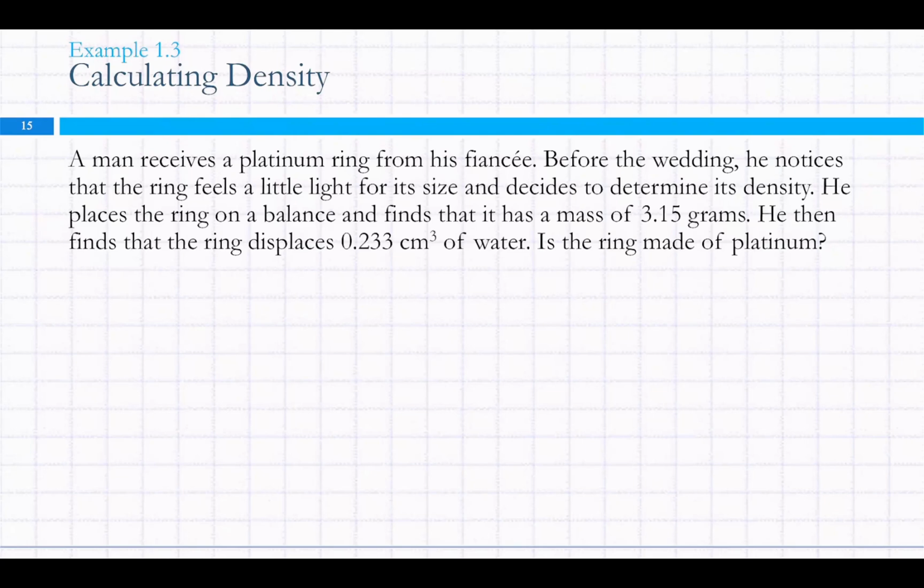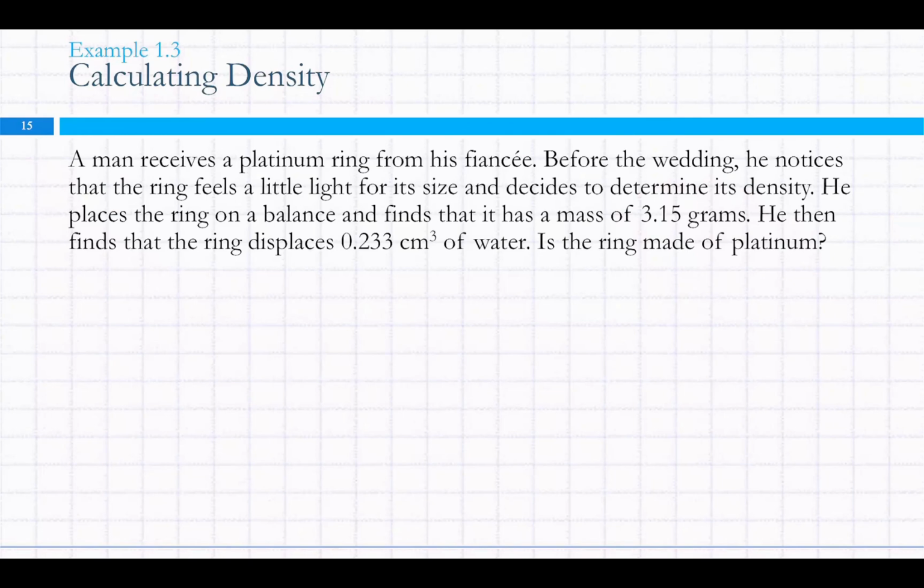So anyways, this guy takes his ring, thinks it's a little bit light, and decides to determine its density. Might be a chemist. He places the ring on a balance and finds that it has a mass of 3.15 grams. He then finds that the ring displaces 0.233 centimeters cubed of water.